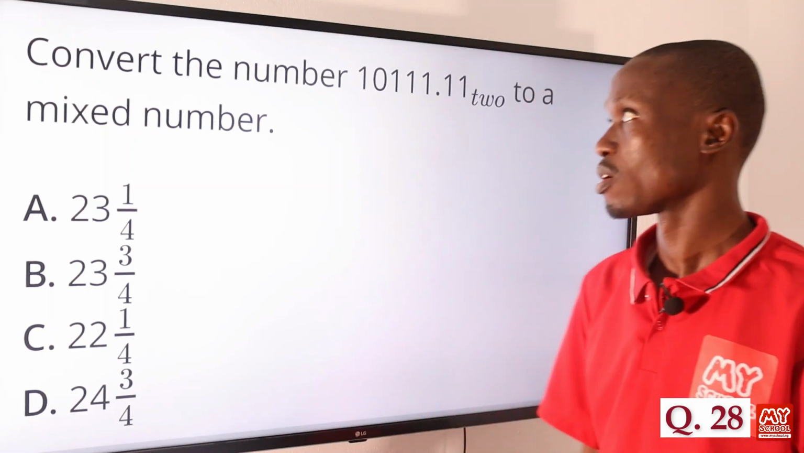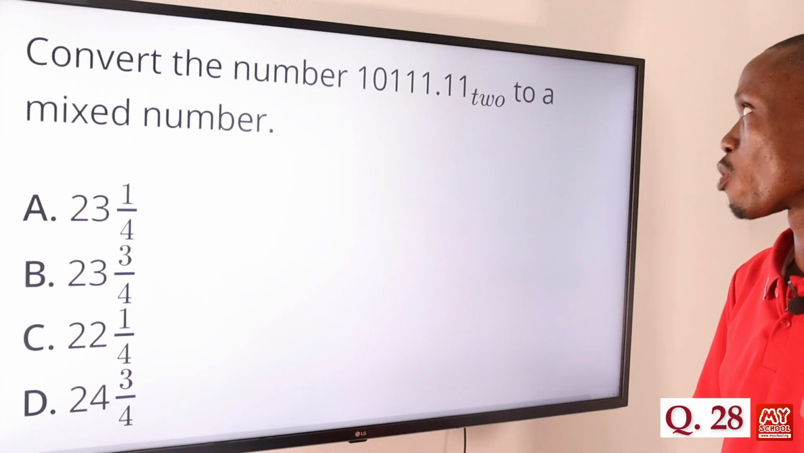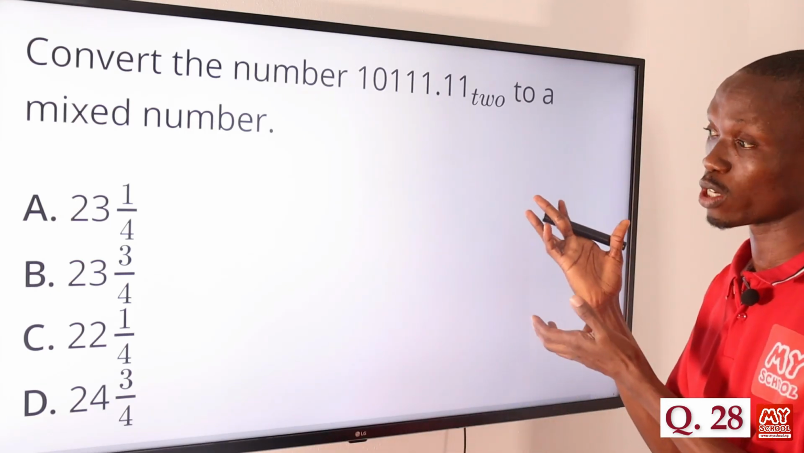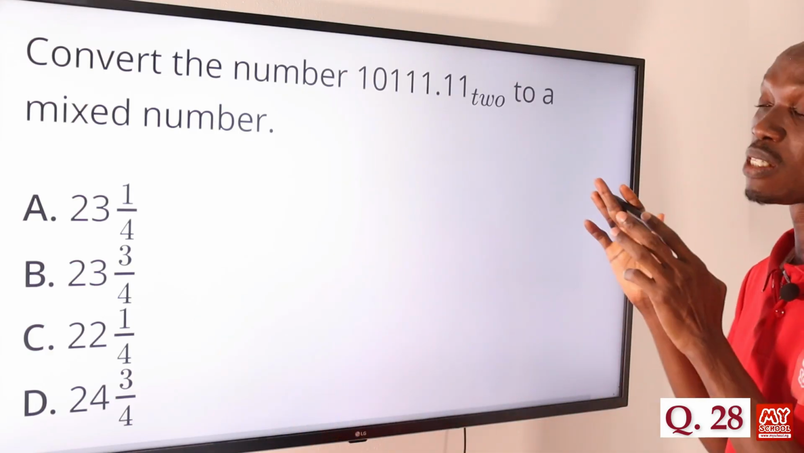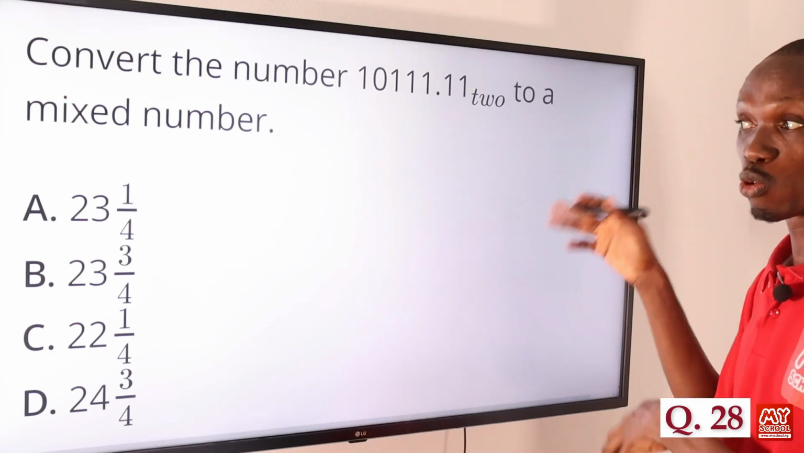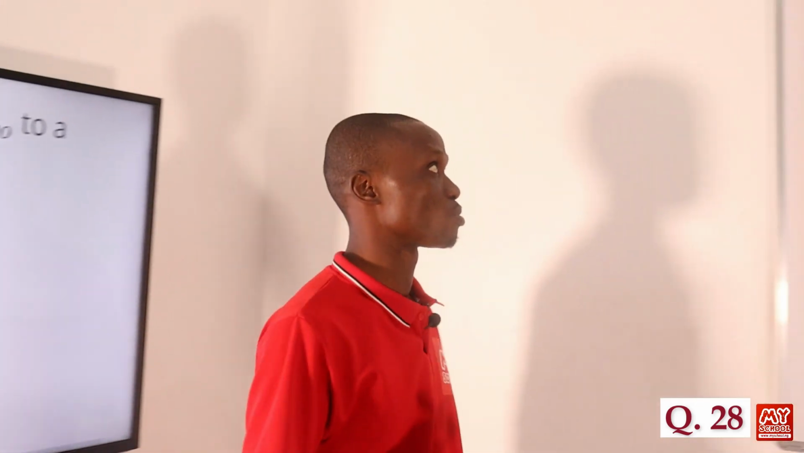Question 28. Convert the number 10111.11 in base 2 to a mixed fraction. If you look at this question and the options provided, basically what they are asking is that you should convert this number in base 2 to base 10. So let's move over to the board to provide the answer to this question.